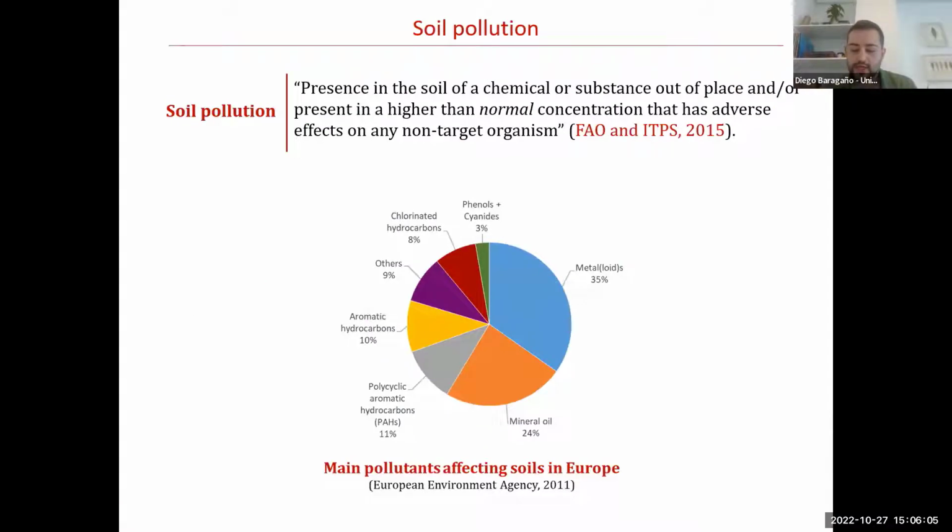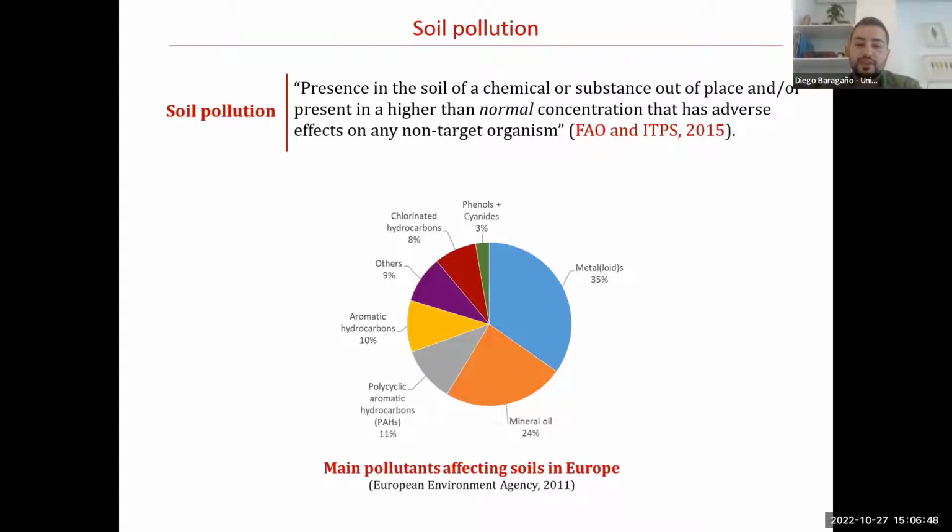First, I know that people who are attending this webinar have previous knowledge about biochar, but I would like to introduce soil pollution first. Soil pollution is when there is presence in the soil of a chemical or substance out of place. Normally, it's present in higher concentration than the normal one. According to the geological background, we have some concentration of some elements in the soil. And when we have higher concentrations than this background, we can determine that the soil is polluted. And we also have the other aspect of bad effects on some organisms.